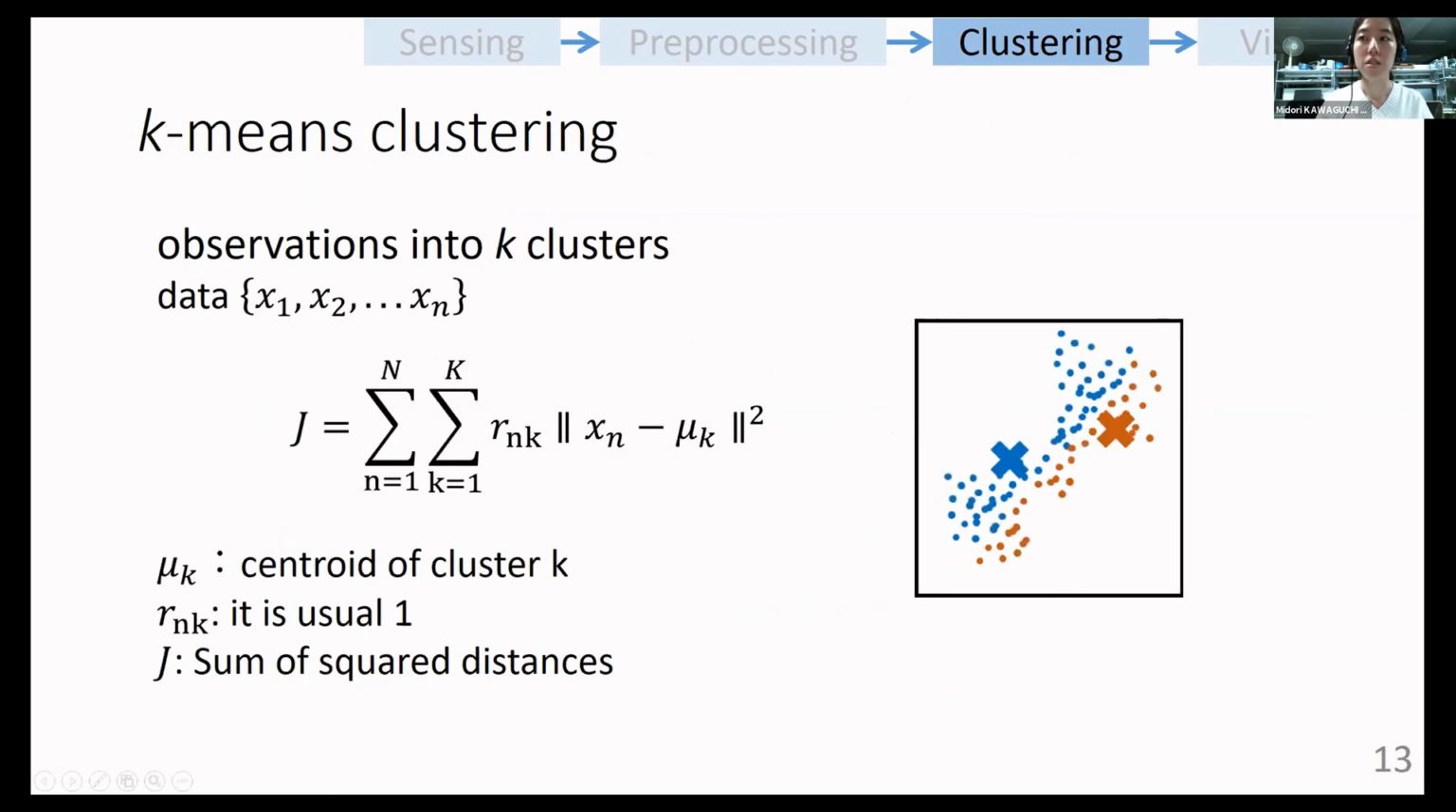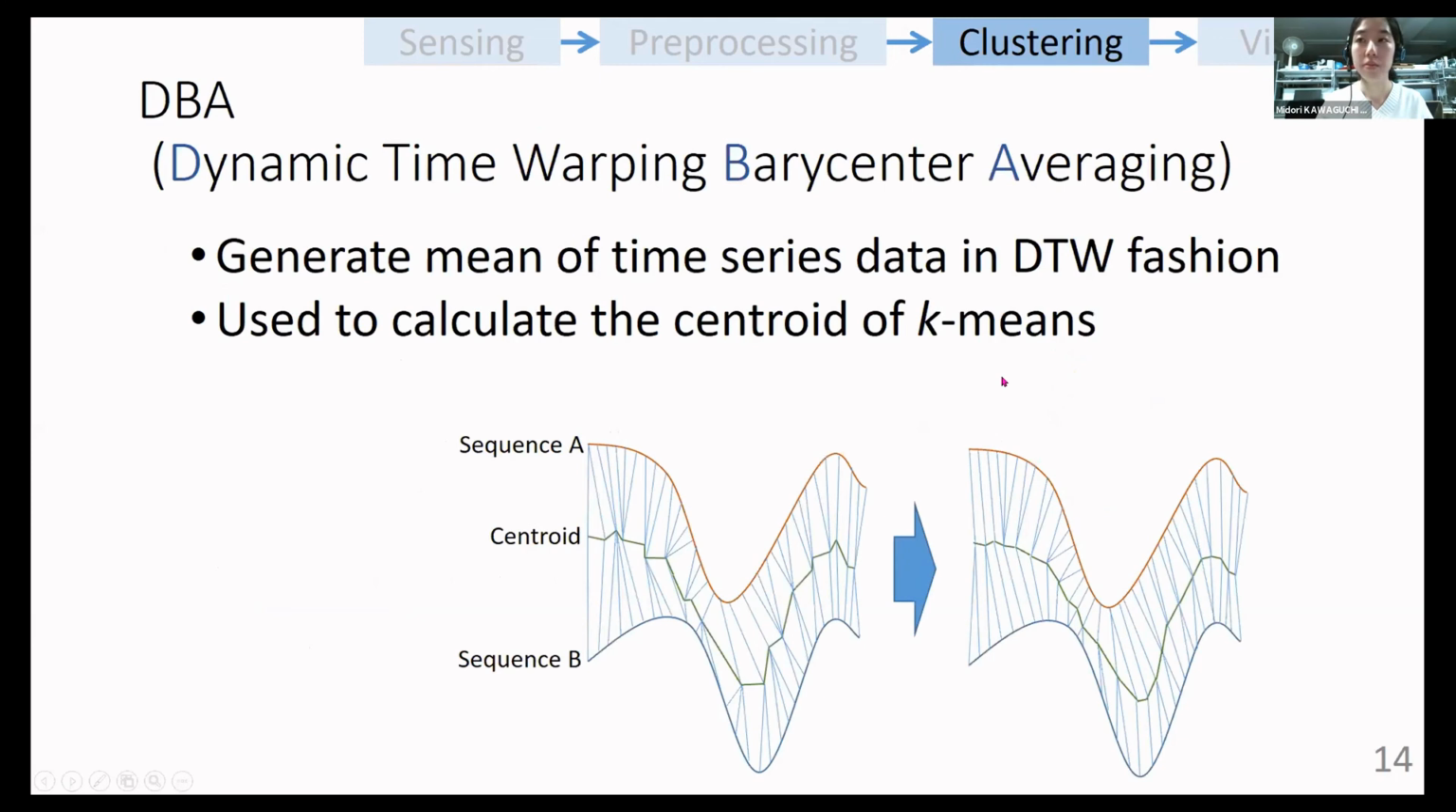The k-means method is used for clustering. This method requires the average of each cluster to define the best clusters. So dynamic time warping with a center average method is used. I will explain later. The number of clusters K is determined by using the elbow method. So here is a method to calculate the centroid of time series data. There are two time series data, and this is the average of the data of sequence A and B.